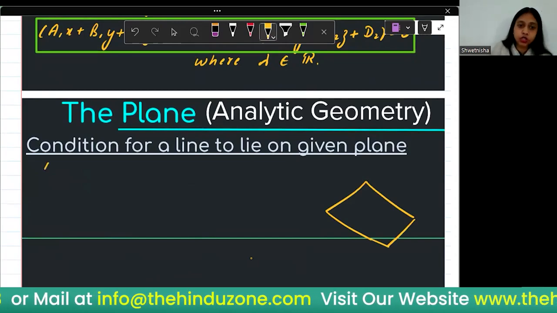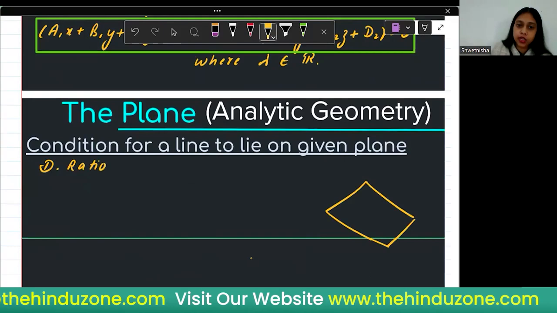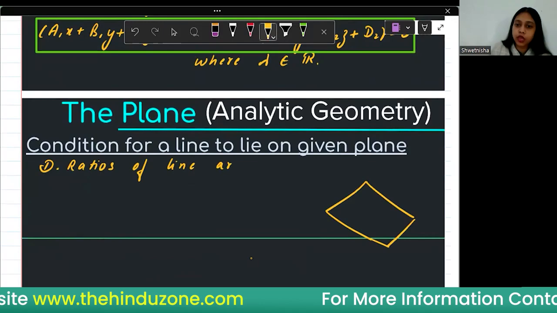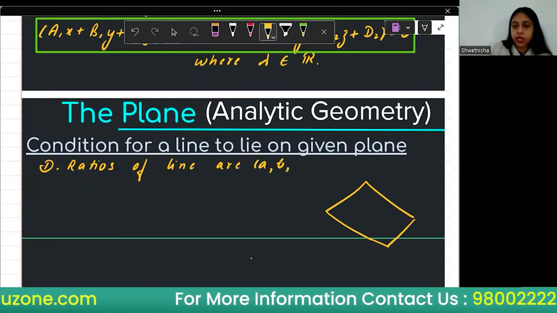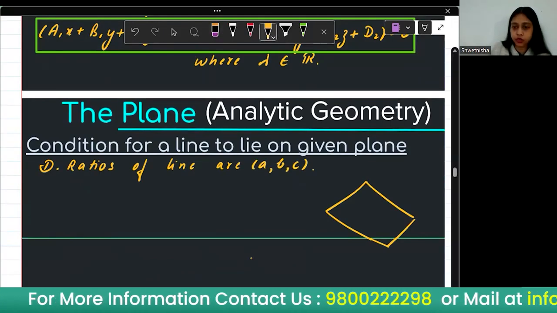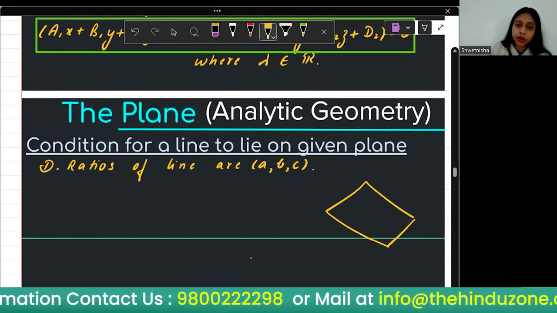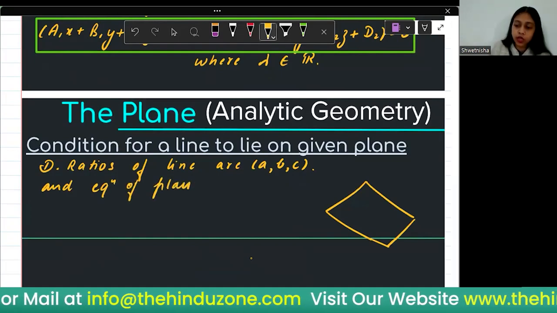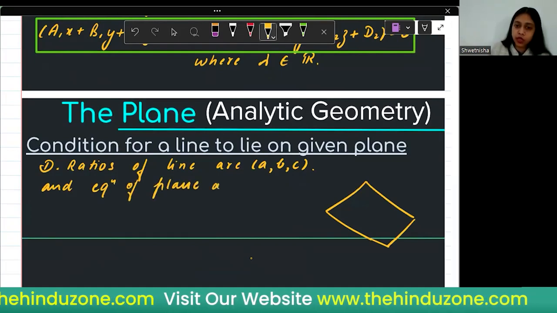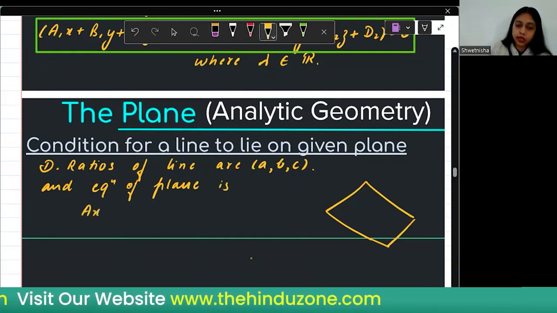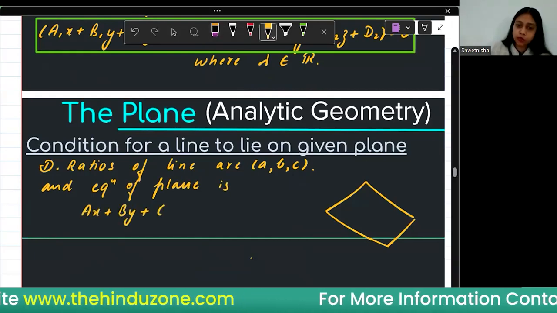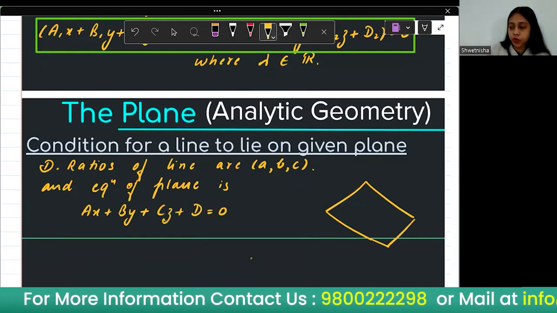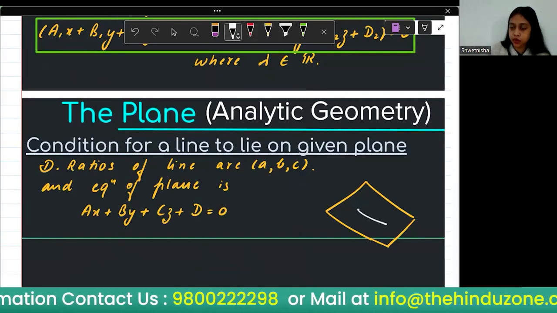Its direction. So let's say we have the direction ratios of the line as a, b, and c. These are direction ratios, okay? And the equation of the plane is Ax plus By plus Cz plus D is equal to 0. Okay, so this is the plane and this is the line.